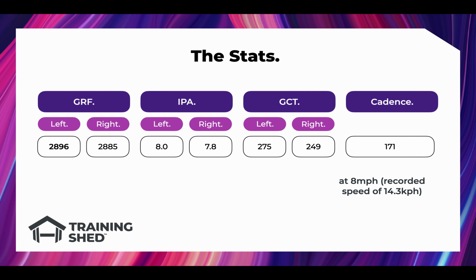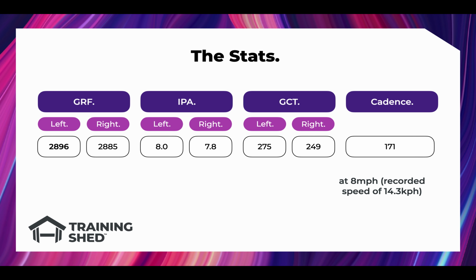Okay, so these were the stats. Ground reaction force, not a massive change there. In fact, it's actually gone up. We're now on 2896 and 2885. IPA has also gone up, but it is still within the normal range. It's at the top end of that range now, but it is within that normal range. Ground contact time, the left-hand side hasn't really changed, but the right-hand side has. We've got a little bit more of an asymmetry now, just over that 20 millisecond bracket. Cadence has improved massively.